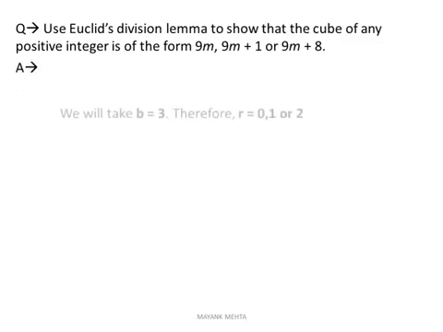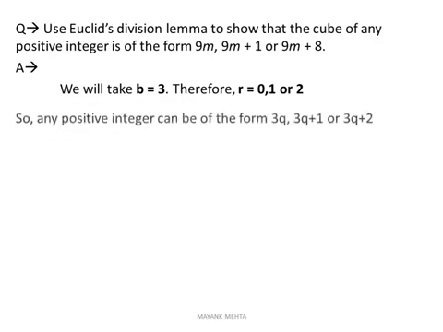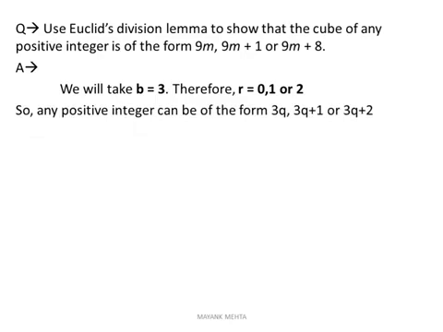That means, first of all, here we want the form of 9. So we will not take b is equal to 9 because we are going to do cube of that integer. So let us take b is equal to 3. You'll need to remember that thing. In this sum we will take b is equal to 3. So value of r will be 0, 1 or 2. So any number can be written as either 3q or 3q plus 1 or 3q plus 2, that we have seen previously.